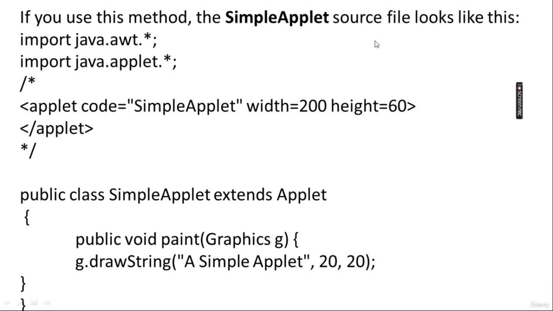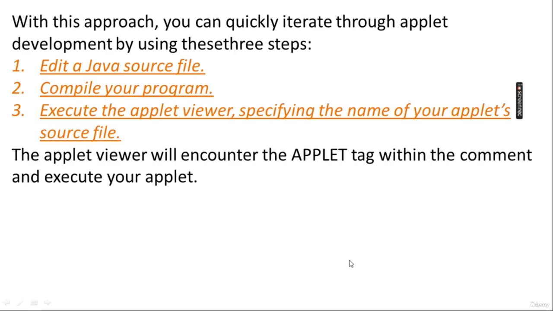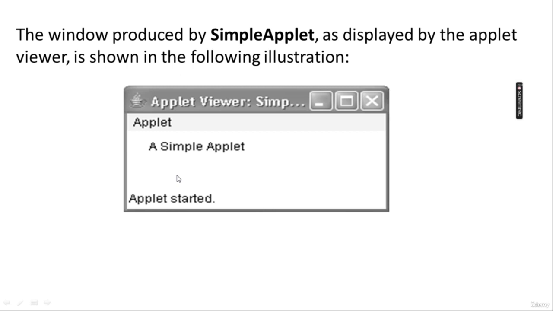So what is the example? Applet code SimpleApplet, width 200, height 60, then the class SimpleApplet extends Applet. You can quickly iterate through applet development by using these steps: edit a Java source code file, compile your program, and execute the applet viewer specifying the name of your applet source file. Applet viewer will encounter the applet tag within the comment and execute your applet.